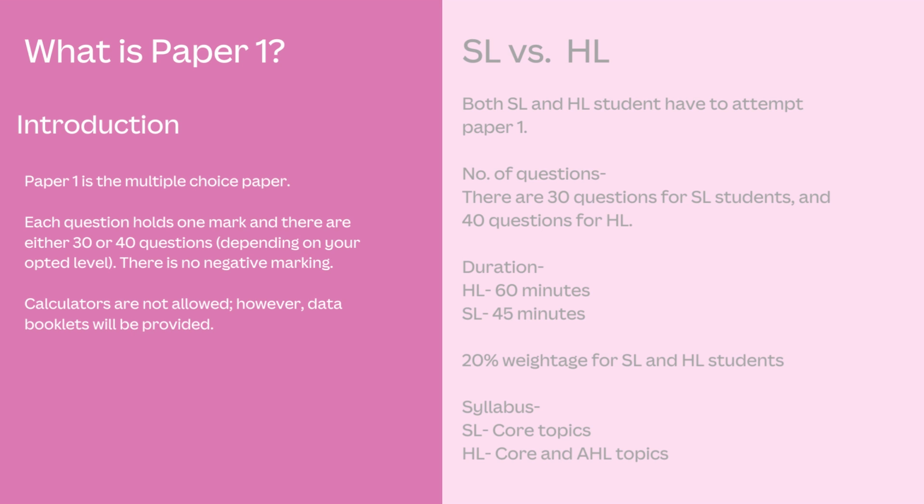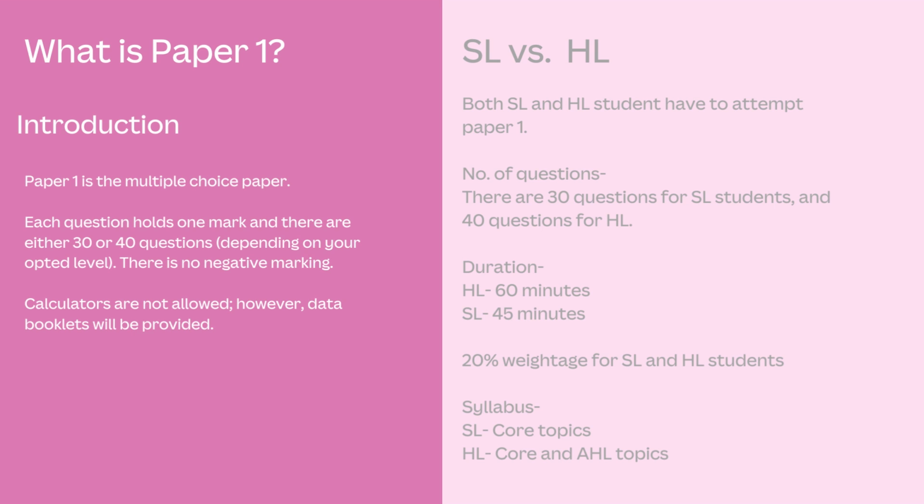So moving on to the difference between HL and SL. Both HL and SL students have to attempt Paper 1. The number of questions varies. For SL students, it will be 30 questions, whereas for HL students, it will be 40 questions. As mentioned previously, each question holds 1 mark. Hence, the paper for SL students will be 30 marks, whereas for HL students, it will be 40 marks. The duration for HL students will be 60 minutes, and for SL students, it will be 45 minutes. For both, it is a 20% weightage on the final score.